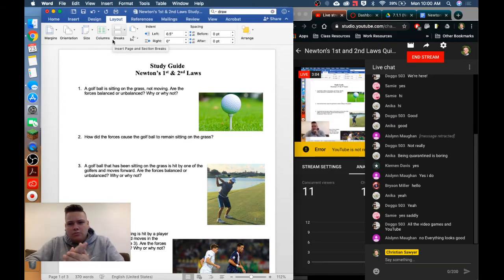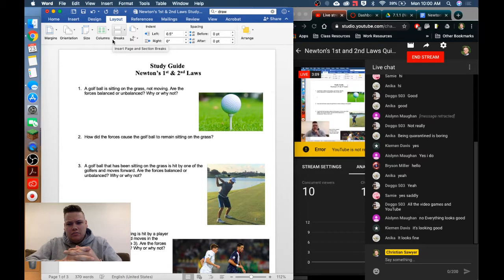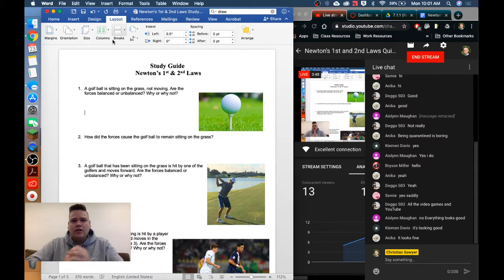Let's get started. We're going to be doing our quiz tomorrow on Newton's first and second laws. The quiz is going to be the same format, Mastery Connect and Google Form. I'm going to be putting the Mastery Connect codes on Canvas. Just make sure you're not cheating. Be honest. Have your parents watch you. Make sure that you're doing everything correctly. Okay? So, let's go over the study guide. You can get a copy of this study guide on Canvas. It's under Unit 5, called Newton's First and Second Law Study Guides.